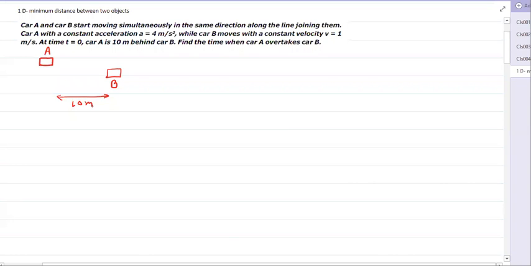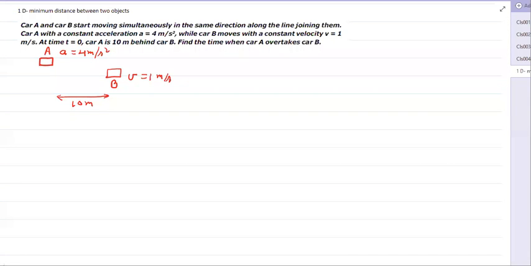And the acceleration: A has constant acceleration 4 meter per second square, starting from rest, while car B moves with constant velocity. B has constant velocity 1 meter per second. Find the time when car A overtakes B.